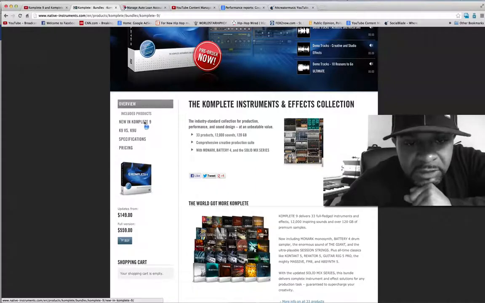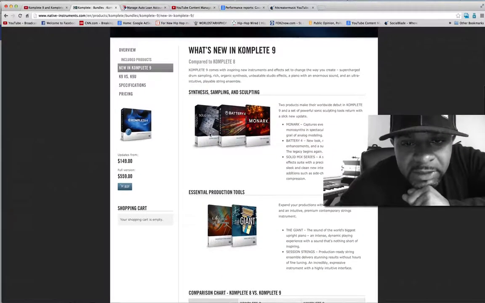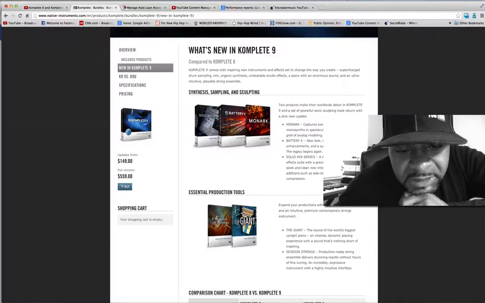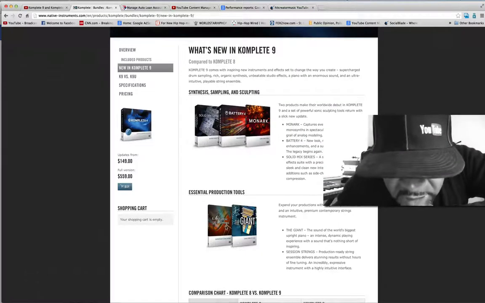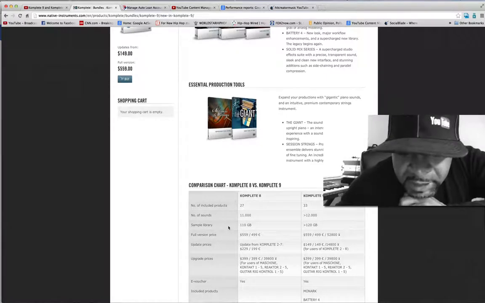This tells you what's new in Komplete 9. Okay, so they got this Monarch, Battery 4, and then Solid Mix Series, and then Essential Production Tools, the Giant Piano, or whatever. Then you get Session Strings. I think I got Session Strings already. But that's what it is.